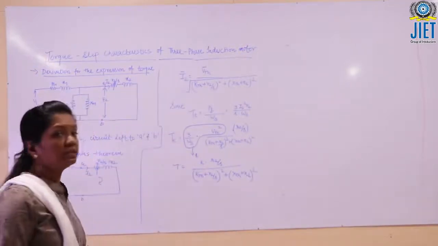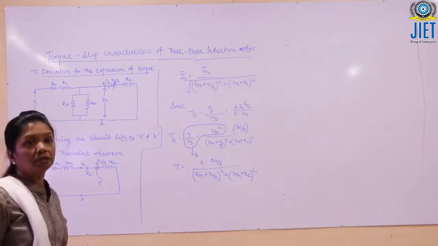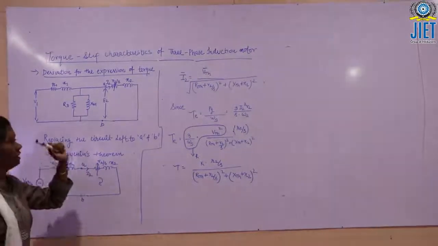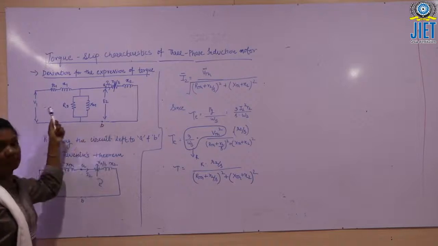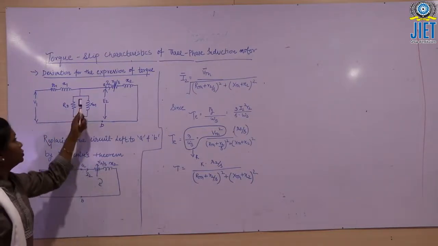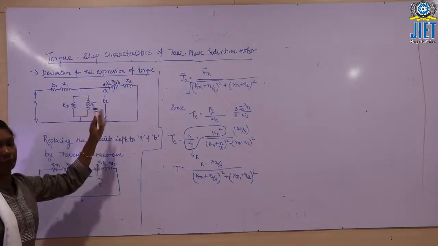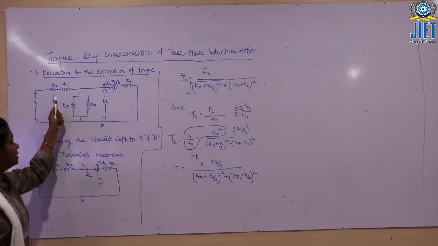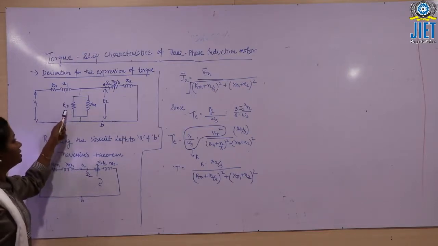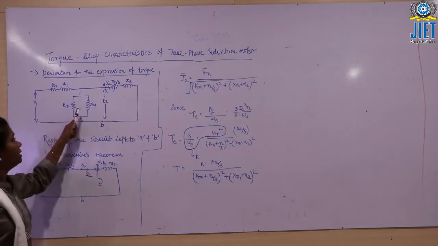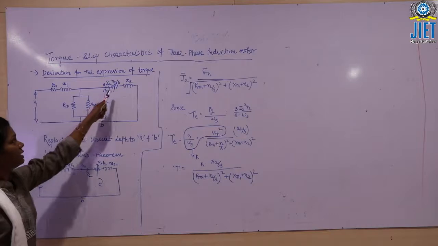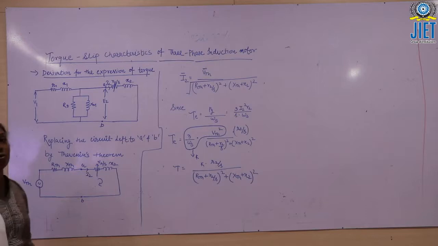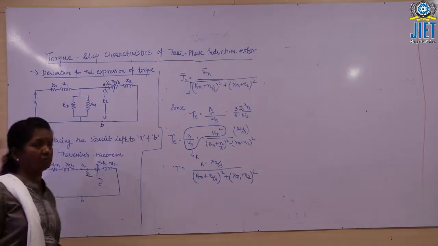For deriving the expression of torque, we first will look at the equivalent circuit of the three-phase induction motor, and this is the equivalent circuit referred to one side. I have referred all the parameters to one side so that the calculation can be made. It has the stator resistance, the stator leakage reactance, the resistance equivalent to the core loss of the motor, the magnetizing reactance Xm, then R2, the resistance of the rotor, and X2, the leakage reactance of the rotor. All these parameters are on a per-phase basis.